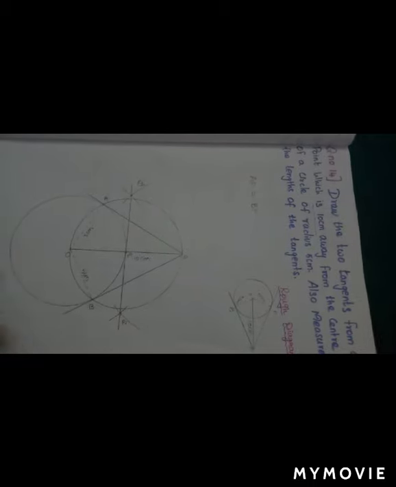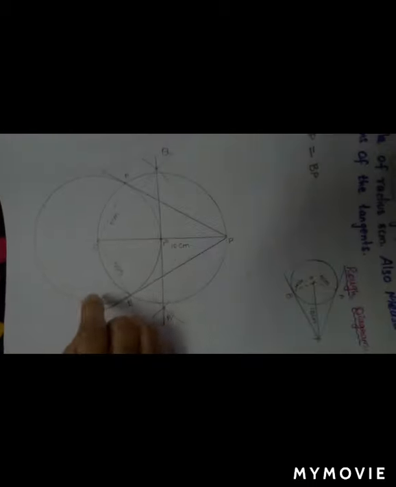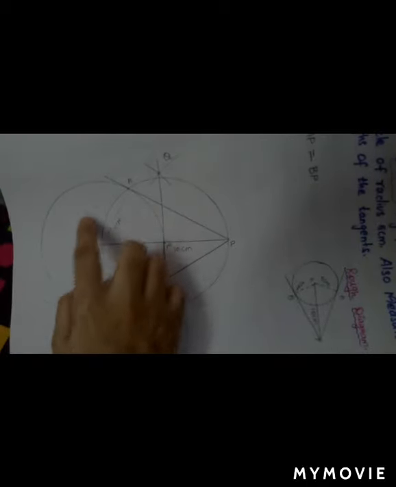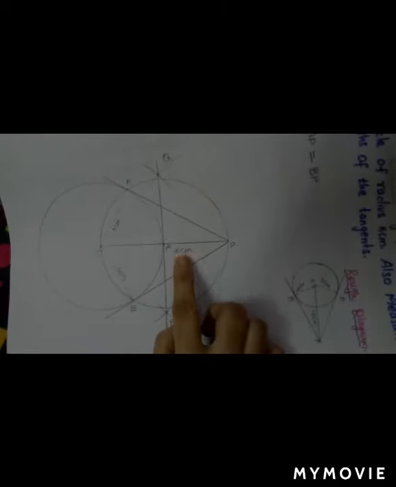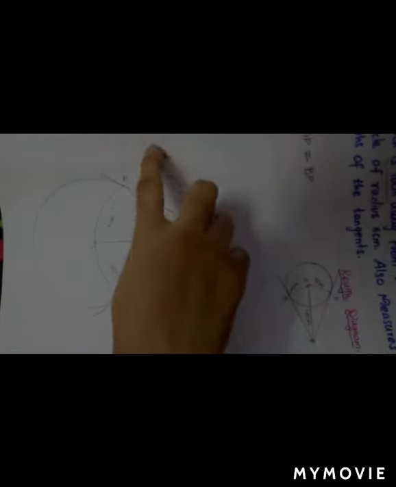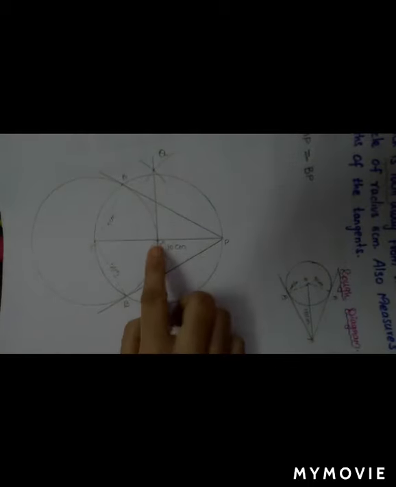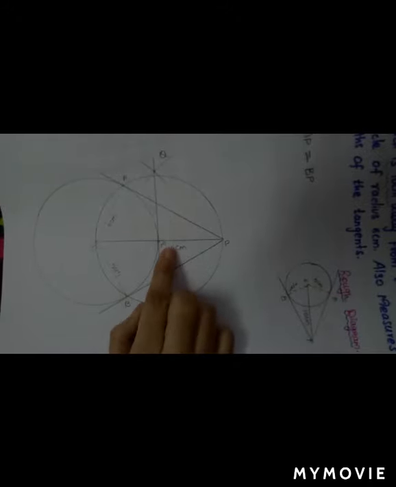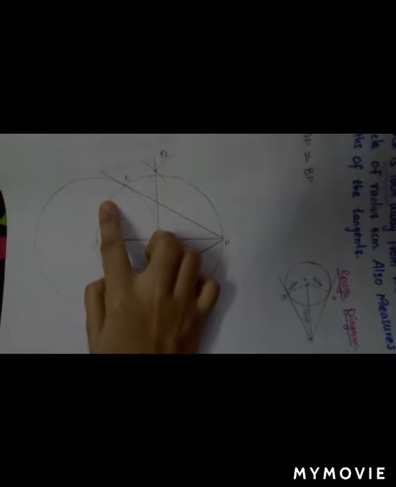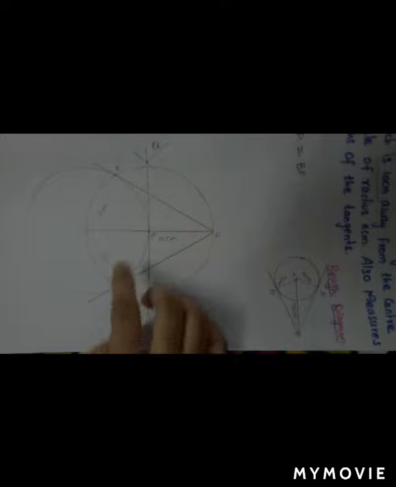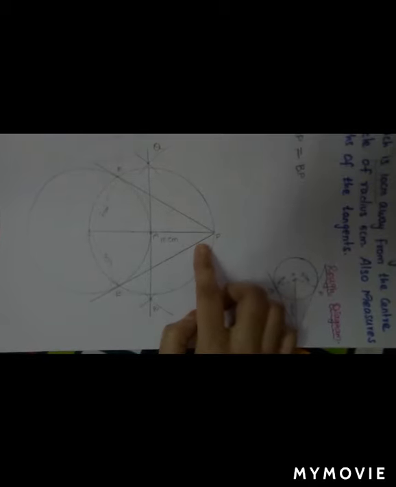I repeat again. With O as center, draw the circle of radius 5 cm. Draw a line OP, length 10 cm. Draw a perpendicular bisector of OP which meets at M. With M as center and MO as radius, draw a circle which cuts the previous circle at A and B. Join AP and PB. Here AP and PB are the required tangents.